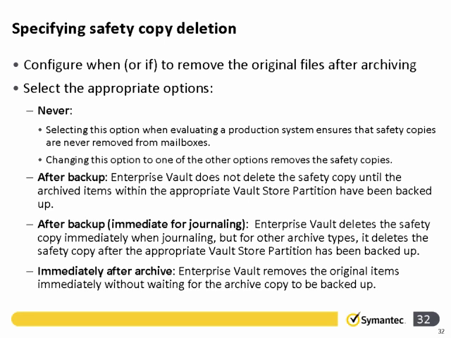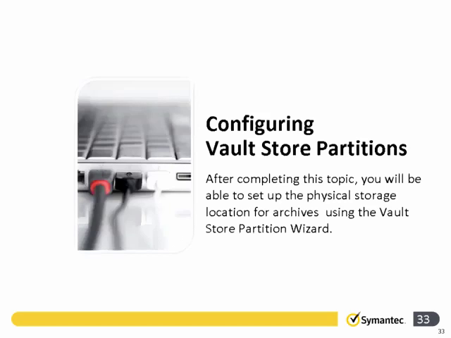So now we've created the Vault Store group and its associated fingerprint database. We've created the Vault Store, its associated database, and set up the safety copy deletion. We're now ready to move on to the physical part of the Enterprise Vault storage as opposed to the logical part, and that is the Vault Store partitions. So we're going to go through and look at how we set up and the different items that are available for configuration in the Vault Store partition.